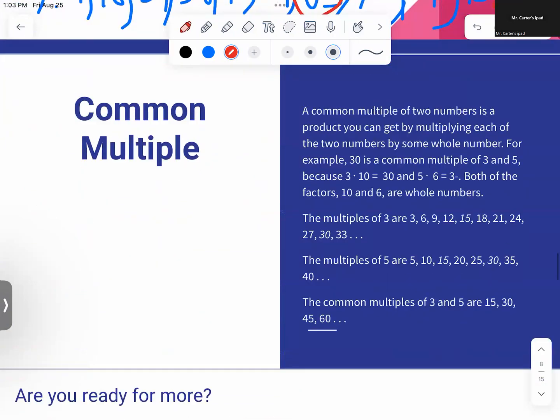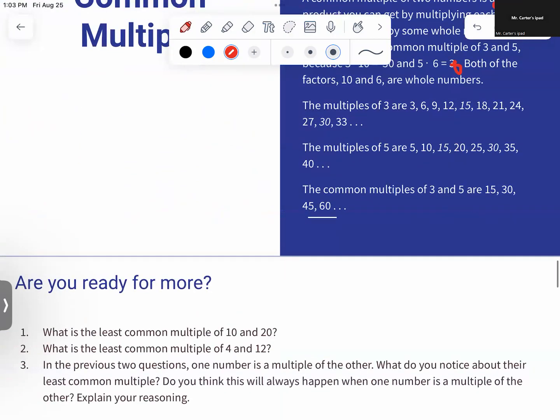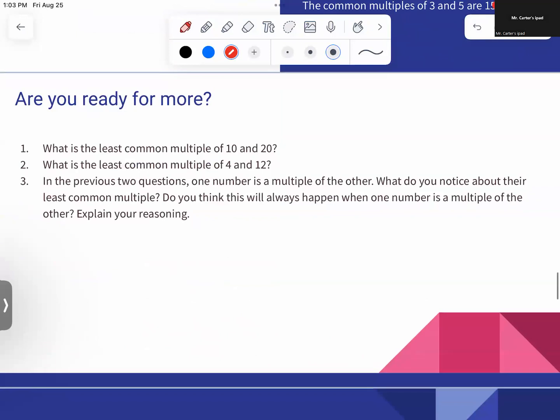So a common multiple of two numbers is the product you get by multiplying each of the two numbers by some whole number. Okay, 30 is a common multiple of 3 and 5 because 3 times 10 is 30 and 5 times 6 is 30. That should say 30 right there. Both of the factors, 10 and 6, are whole numbers. All right. And then the common multiples of 3 and 5 would be 15, 30, 45, 60, 75, every 15. All right. So what I would do right now is pause it, get these two done, right? And then unpause it to go over.